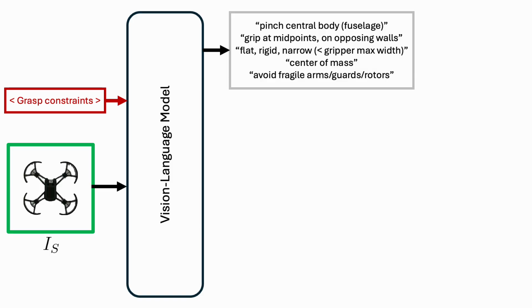Taking the example of the drone object, the reasoning highlights pinching near the midpoint of the body since that area is flat and rigid to allow better grip, narrow enough to fit within the max gripper width, and avoids fragile components such as the arms, guards, or rotors.